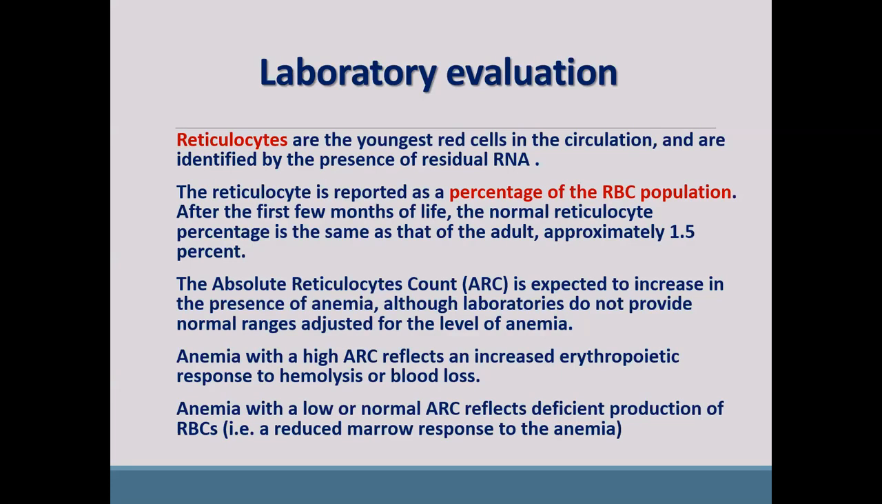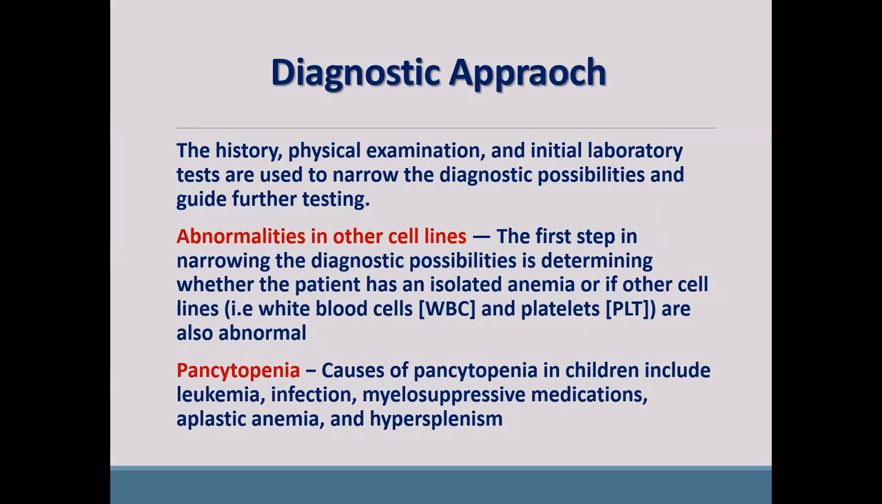So anemia with a high absolute retic count reflects an increased erythropoietic response to hemolysis or blood loss, while anemia with a low or normal absolute retic count reflects deficient production of RBC, that is to say, reduced marrow response to anemia, for example, in pure red cell aplasia and aplastic anemia. How do we approach this? The diagnostic approach for a child presenting with anemia depends on history, examination, and laboratory tests. It will narrow the diagnostic possibilities and guide us for further testing.